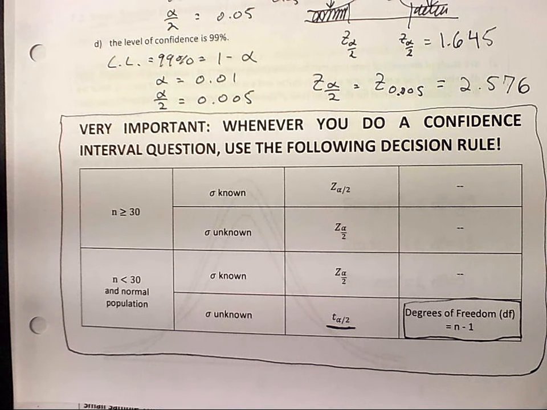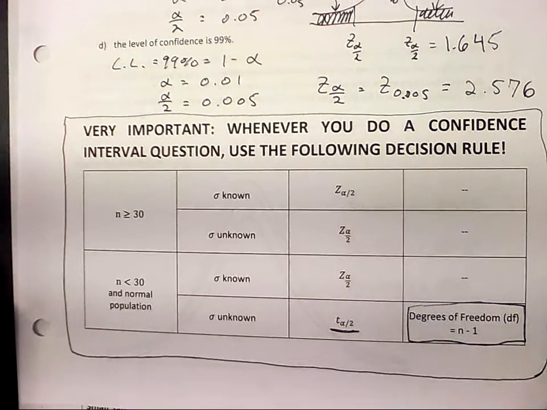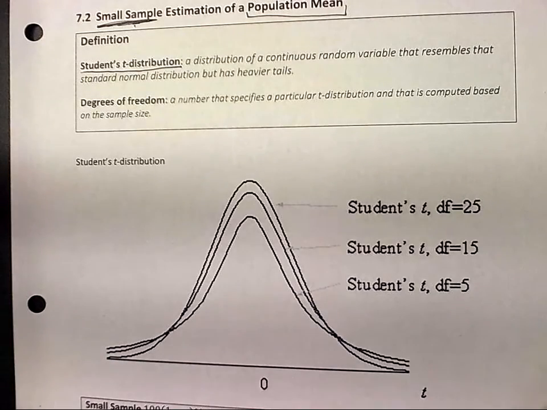But again, it's on your formula sheet. If you look at the far right-hand column of your formula sheet, it says right here in this column that degrees of freedom is equal to little n minus 1. So, degrees of freedom is equal to little n minus 1.